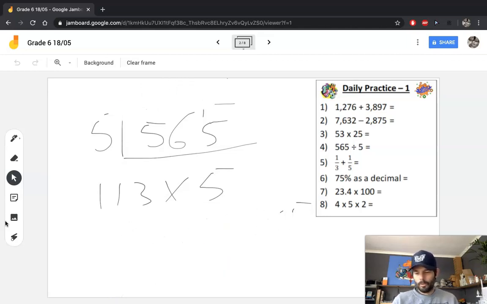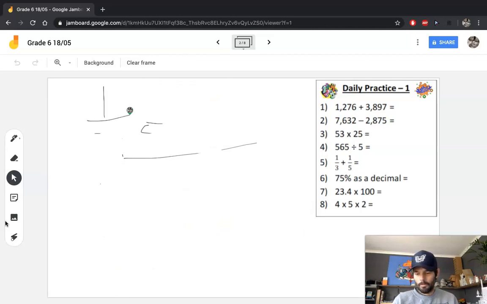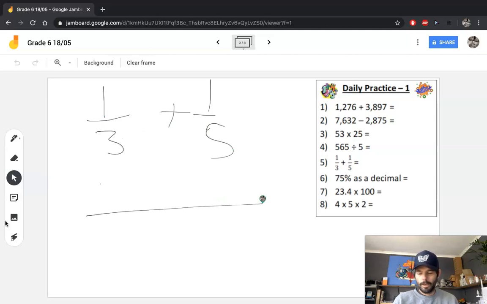So again, a principle we've done a few weeks ago, and we should remember that we need the lowest common denominator of 5 and 3 is 15. 3 goes into 15 5 times, 1 times 5 is 5, plus 5 goes into 15 3 times, 3 times 1 is 3, so my answer there is 8 over 15.